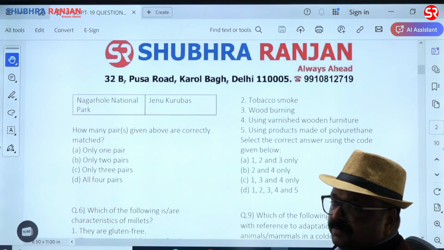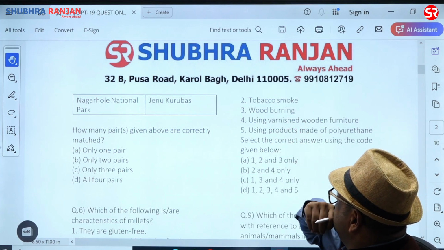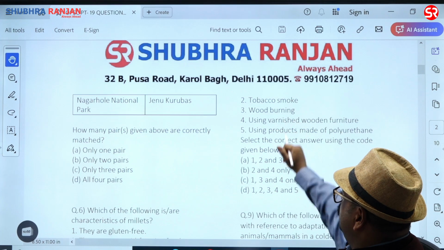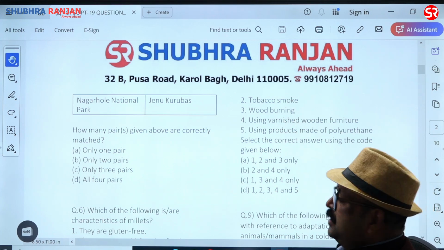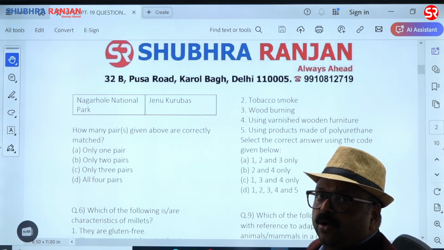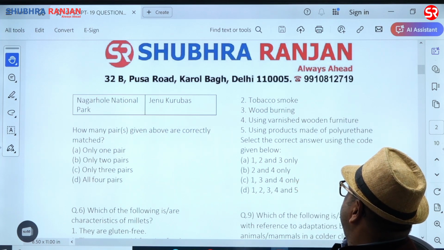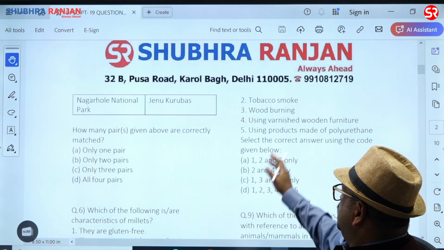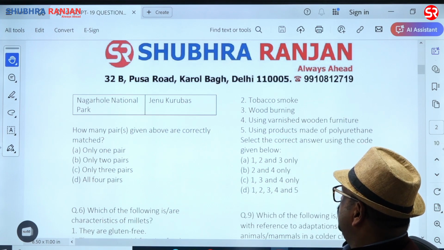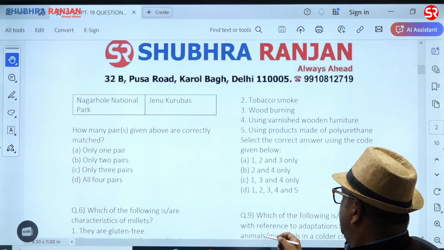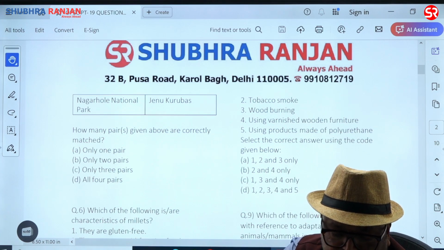Wood burning: when you are going for wood burning, volatile organic chemicals in the form of benzene and toluene also come out of it. Using varnished wooden furniture is a source of formaldehyde more. Using products made of polyurethane is also not a source of benzene. So 4 and 5 are not the source, but 1 2 3 is the source, and hence option A is going to be correct.